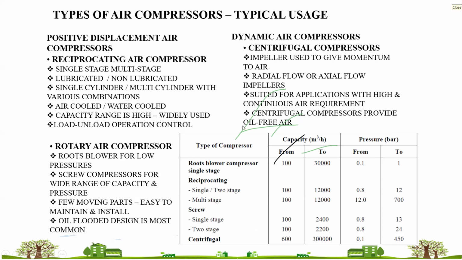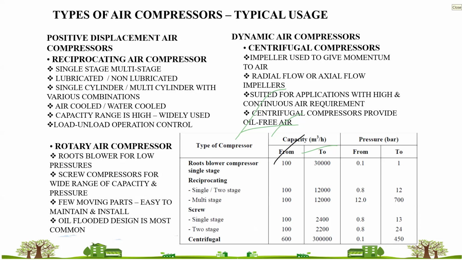So the different types of compressors have different capacities. Roots blower: the pressure in the roots blower is around 0.1 to 1.1 bar. Roots blowers are majorly used for low pressure applications like agitation and water cleaning. They can deliver 0.1 to 1.1, 1.2 bar pressure. Roots blowers are majorly single stage compressors.